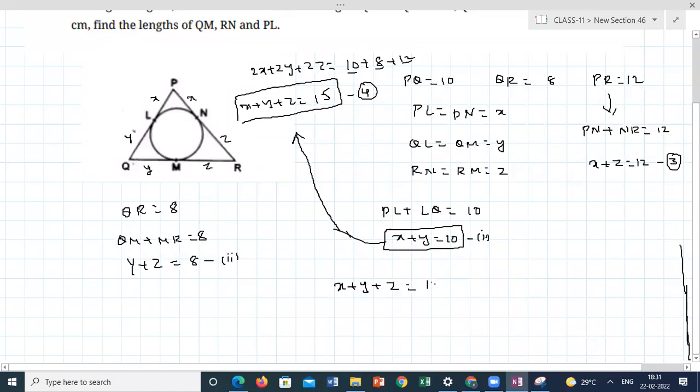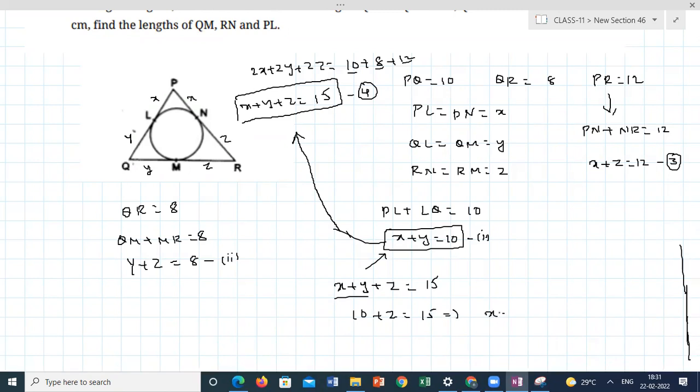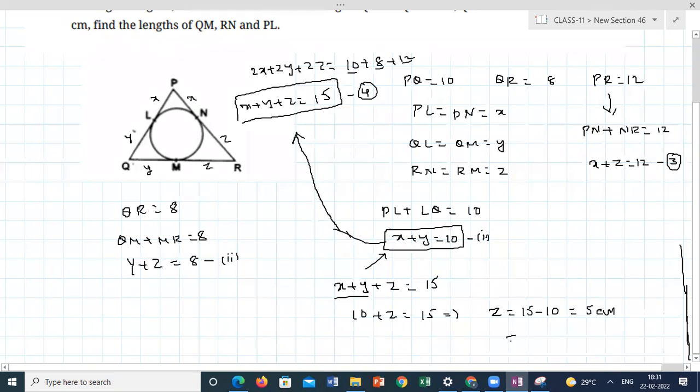Super. So this is 15. X plus y is 10 from here. So 10 plus z is equal to 15. From here, z is equal to 15 minus 10, that is 5 centimeter. So z is equal to 5 centimeter.